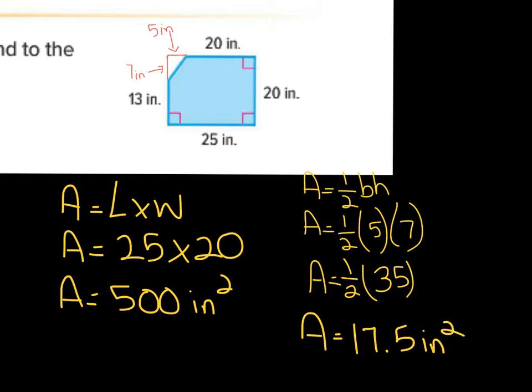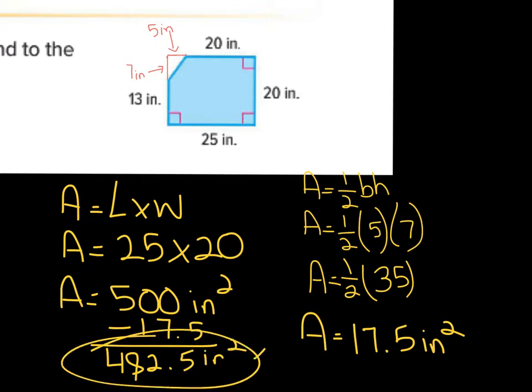Now we go ahead and we take this value away from this value, because this value is the entire rectangle. But now we have to subtract this little triangle away from it. And when I subtract it, as you see, I've added it down here. So 500 minus 17.5, I'm going to get 482.5 inches squared. And that right there, everybody, is the area of only the blue area.